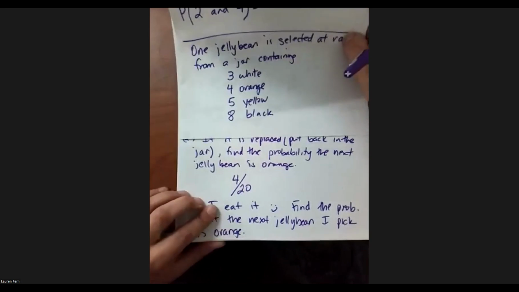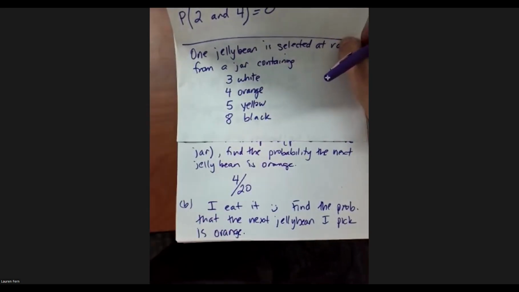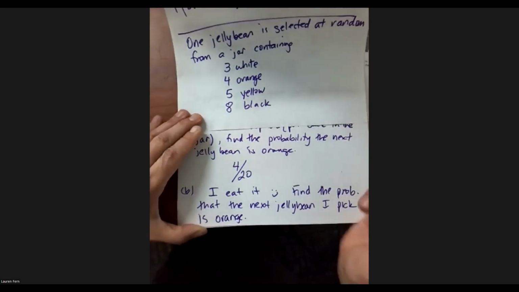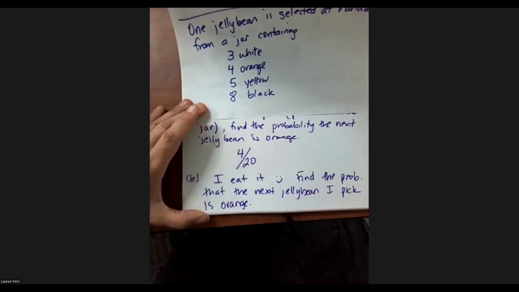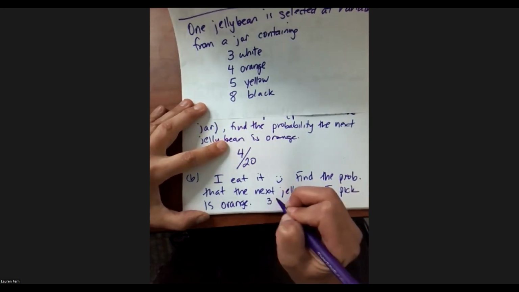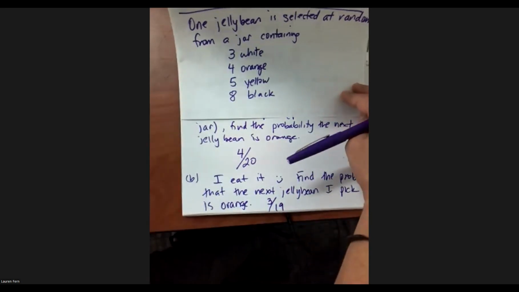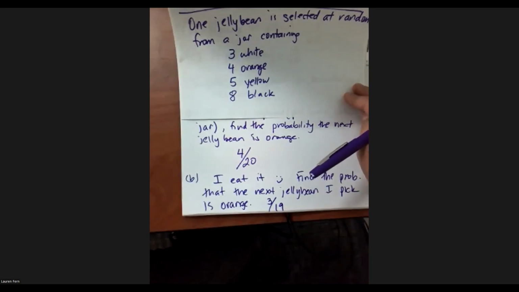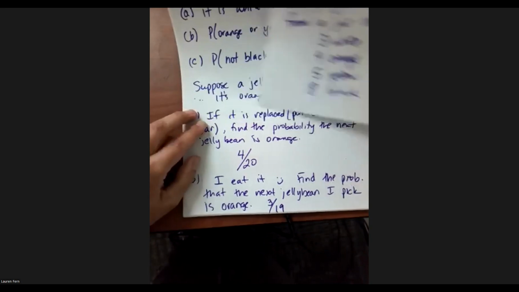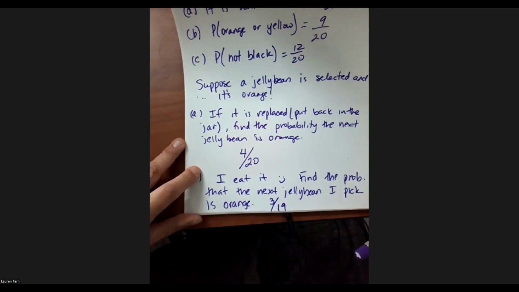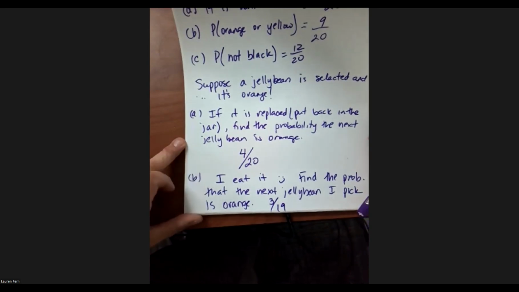Any questions on the scenario of what we're playing with? So I pick one out, it's orange, I eat it. Now I pick another one out. What's the probability that the next jelly bean is orange? Well, how many orange jelly beans are left in the jar? 3 out of a total of how many jelly beans? 19. You with me there? So what am I getting at? I'm getting at there's a difference between when you replace it versus not replace it. Are there questions so far?